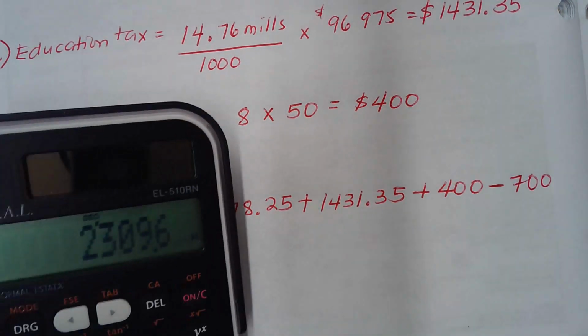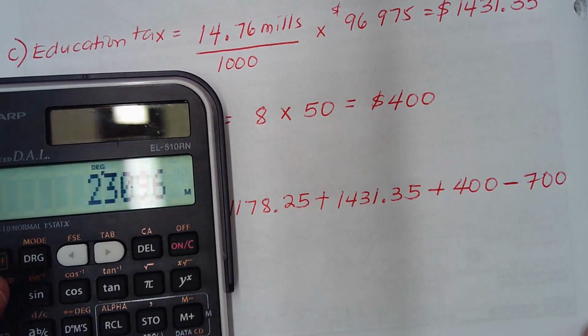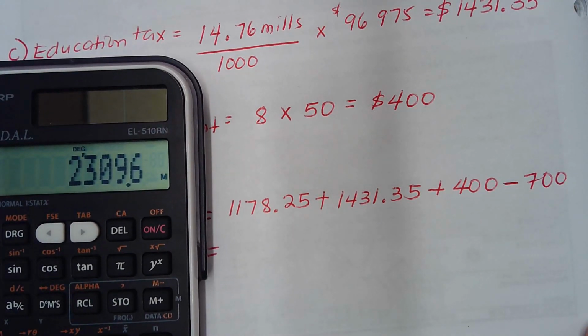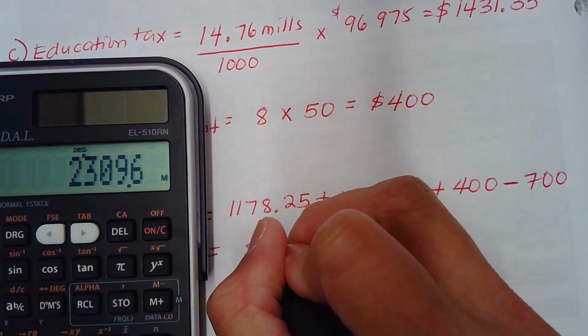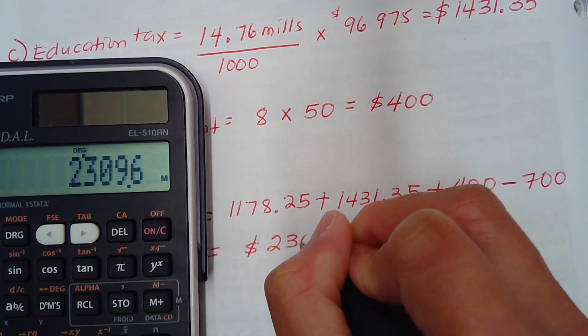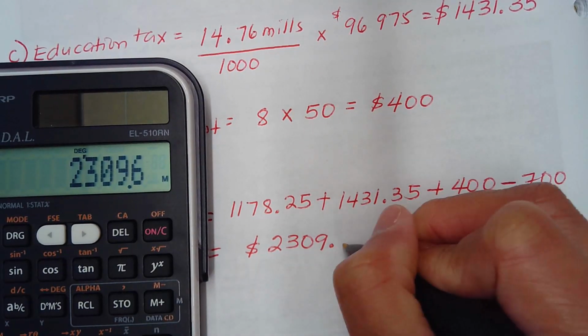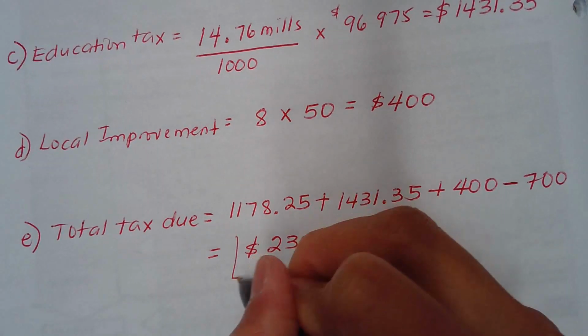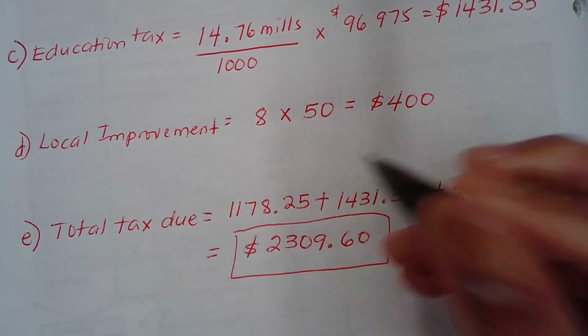Is this what you got? 2309.6? Yeah, everybody got that? Okay, good. Now we have to write it down in a proper way. So $2,309.60, so 60 cents. That's our final total bill from the City of Winnipeg.